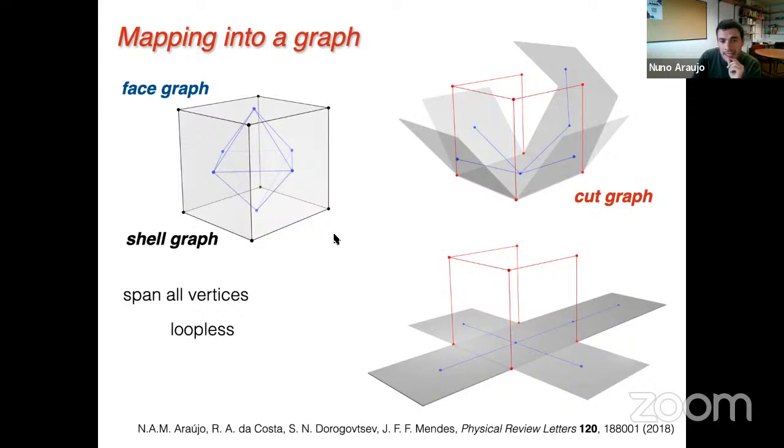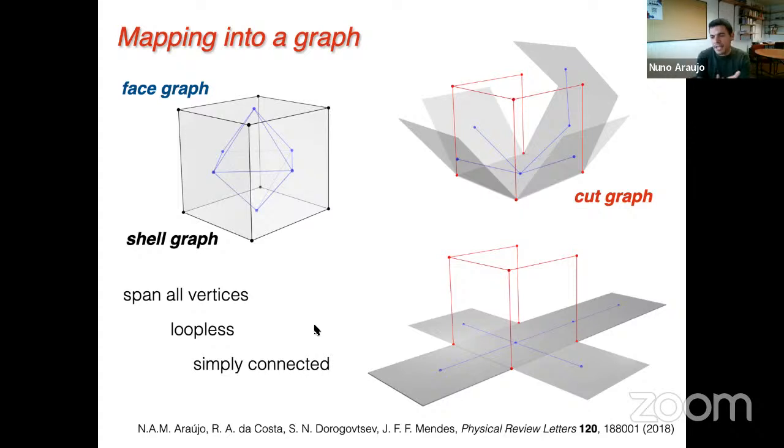The second thing is that it should be loopless, because if you close a loop in the cut graph, then you remove a face, and you want to open the structure without removing faces. Remember that at the end, the net should consist of the union of all the faces. So if you close a loop, you remove a face. The third thing is that it should be a simply connected structure, in order to guarantee that you open the structure to the same side and you really get a two-dimensional structure.